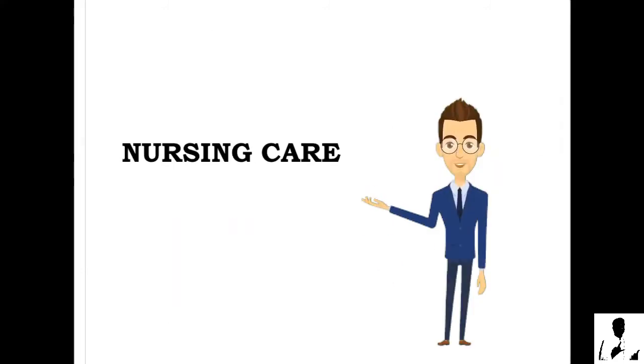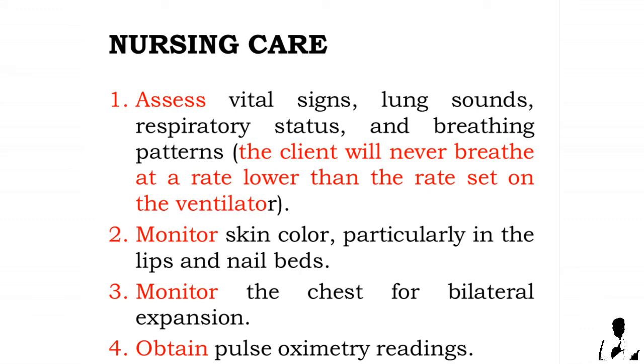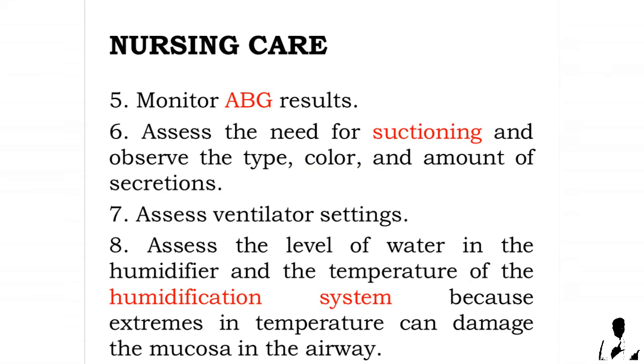Nursing care are as follows. 1. Assess vital signs, lung sounds, respiratory status, and breathing patterns. The client will never breathe at a rate lower than the rate set on the ventilator. 2. Monitor skin color, particularly in the lips and nail beds. 3. Monitor the chest for bilateral expansion. 4. Obtain pulse oximetry readings. 5. Monitor ABG results.